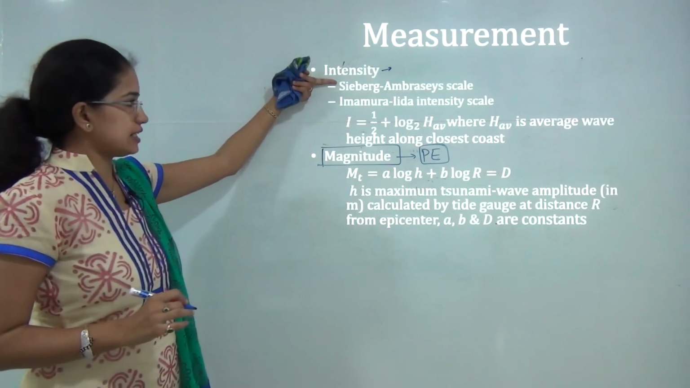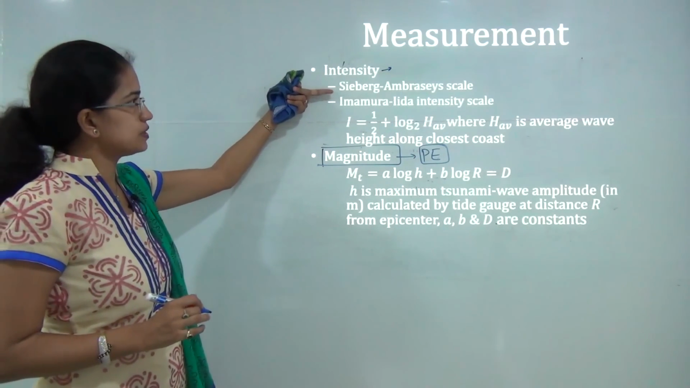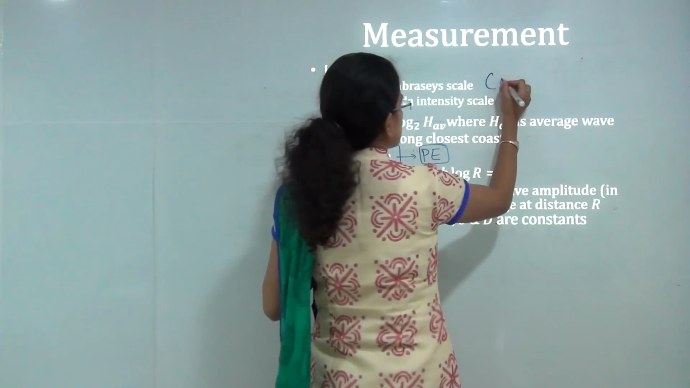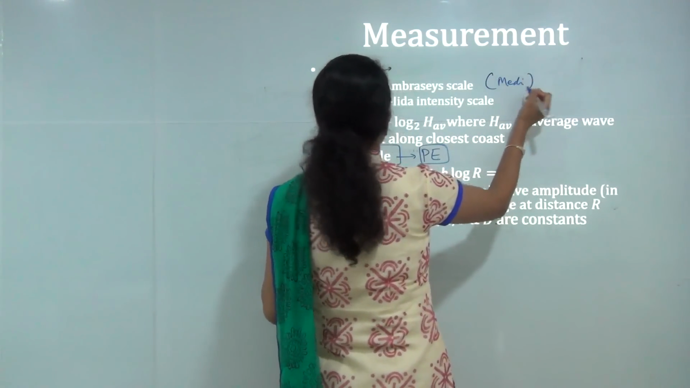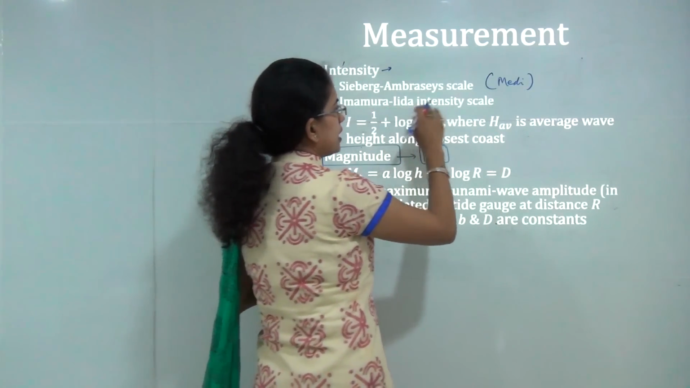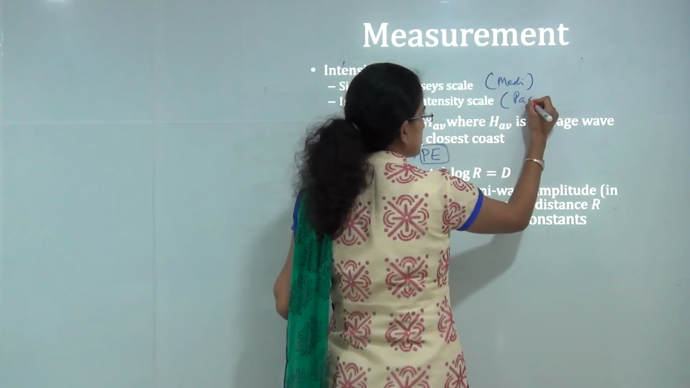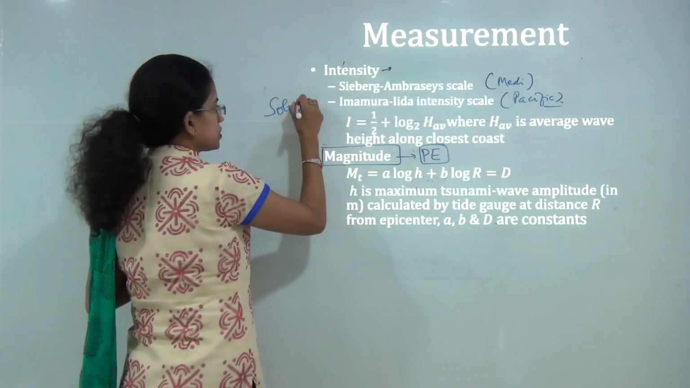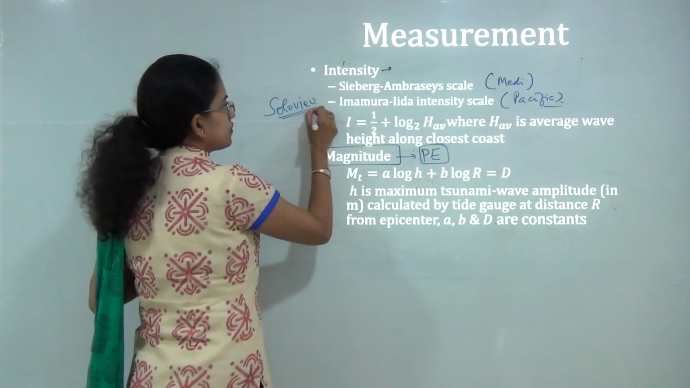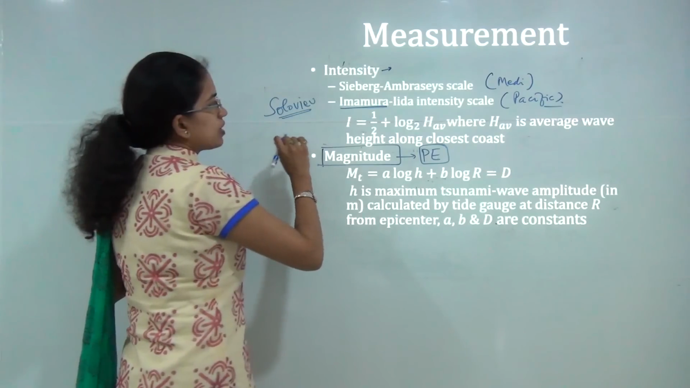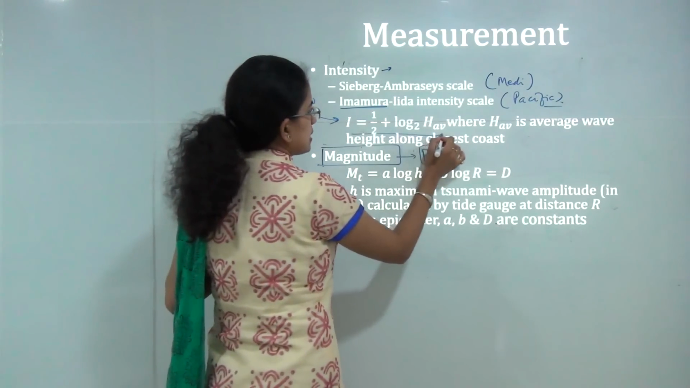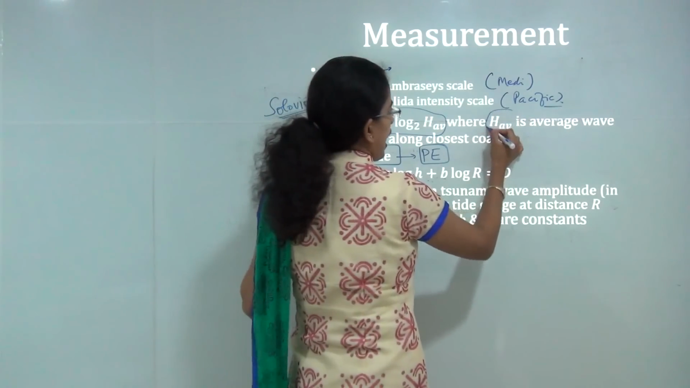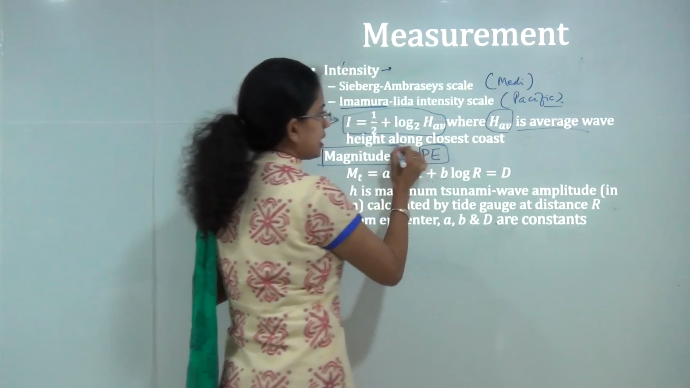So to measure the intensity, there are two scales that were given. The Sieberg-Ambraseys scale that was used in the Mediterranean Sea, and the Imamura-Iida intensity scale that was used in the Pacific Ocean. However, there was a scientist known as Soloviev. Soloviev along with Imamura gave an intensity determination scale with this formula, where HAW was the average wave height.